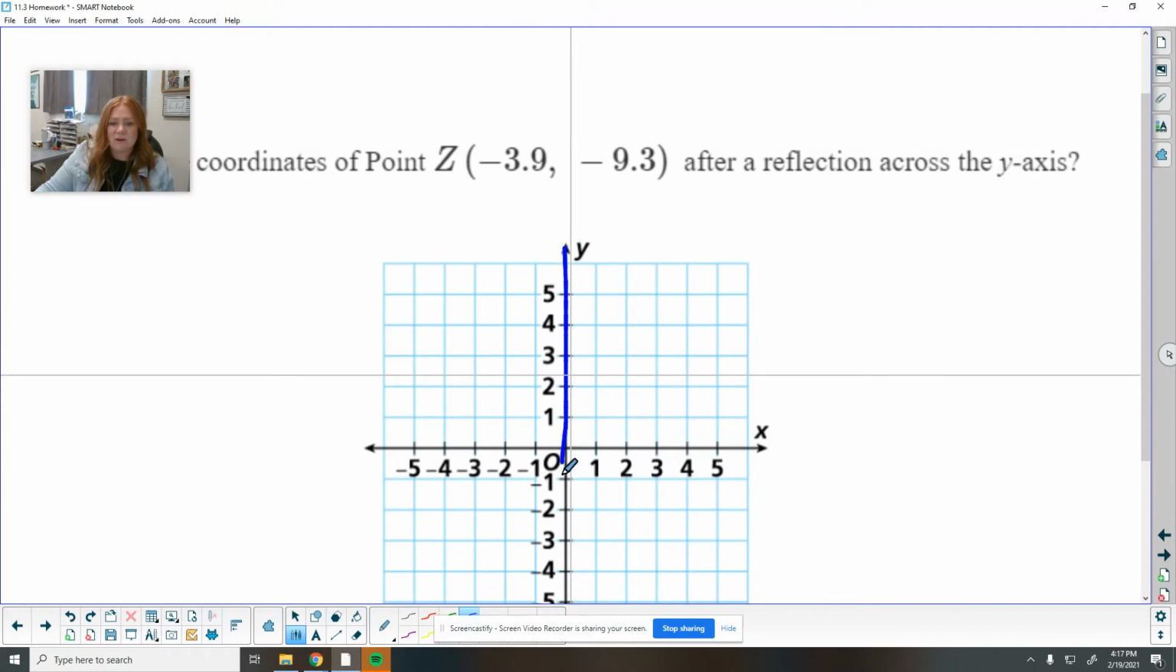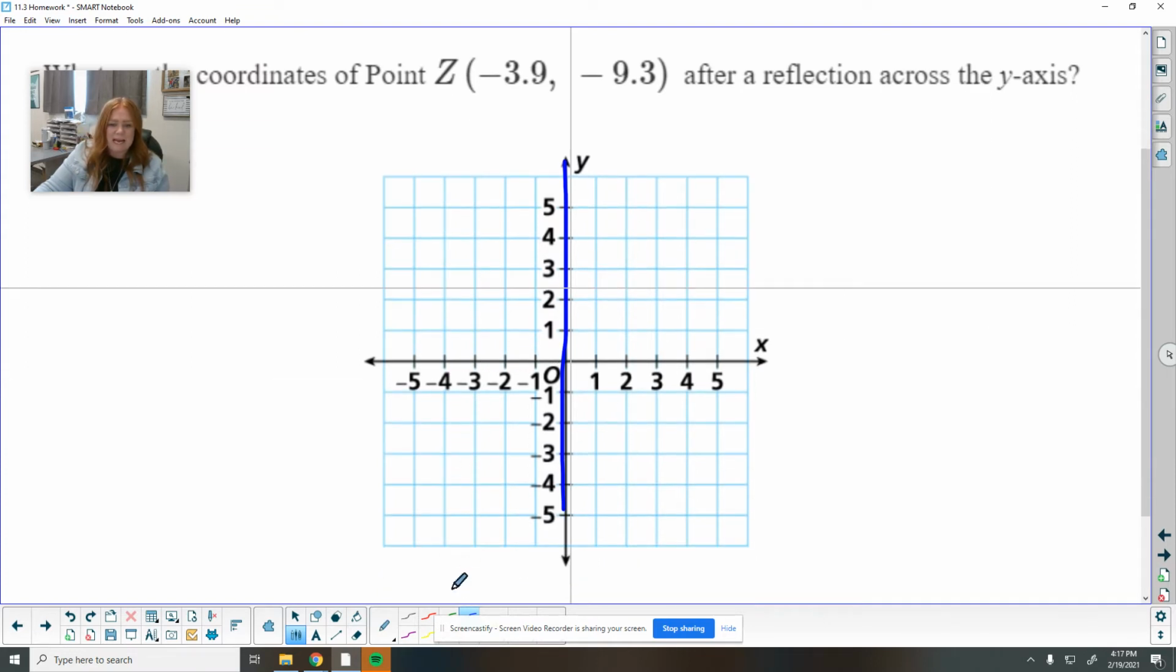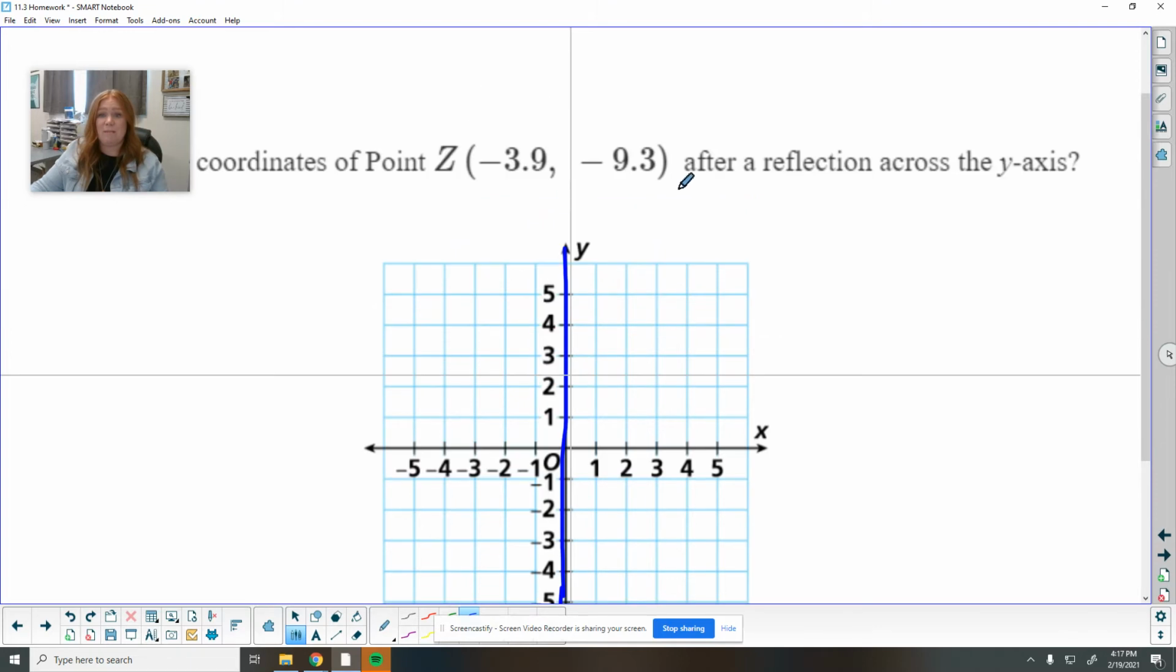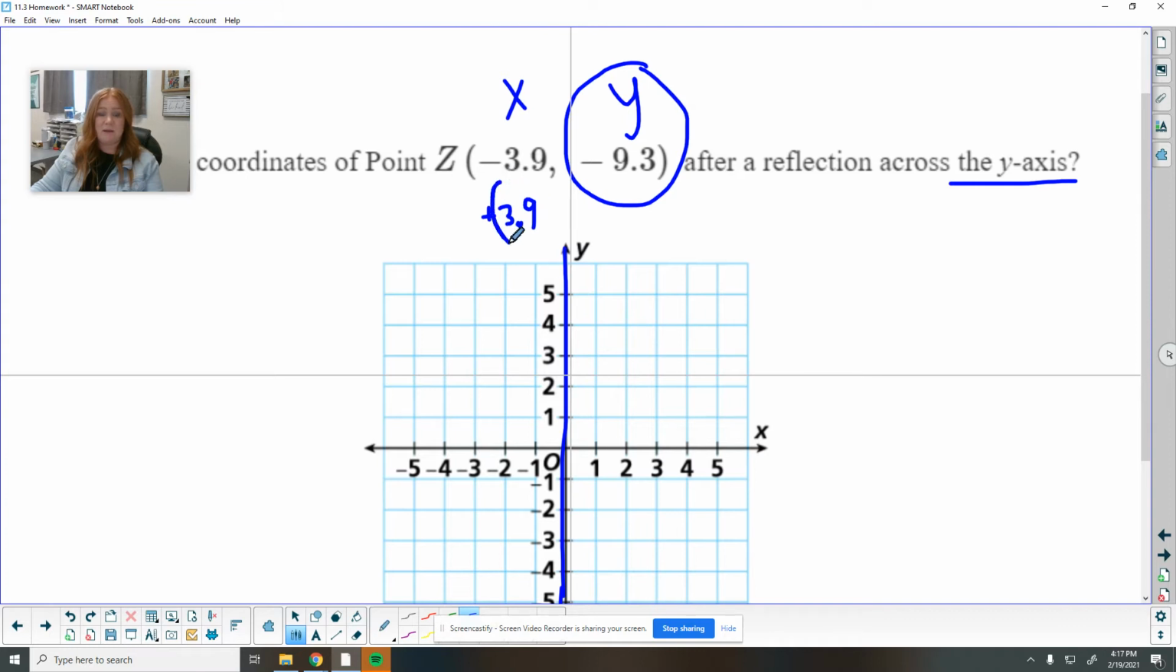Then we want to reflect across y. I know this chart isn't perfect here, but we're going to go over almost to 4 and then down 9. We're reflecting over y. Remember, this is x, this is y. We want to reflect across y, so y stays the same and x becomes opposite. The opposite of negative 3.9 is positive 3.9, and we don't even need that plus sign in the front. We can just cut that out, comma, then y stays the same.